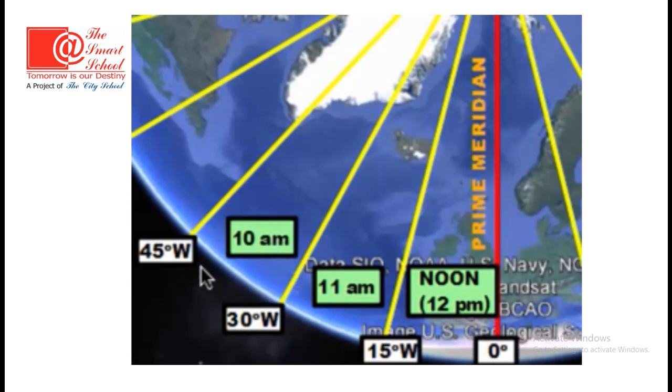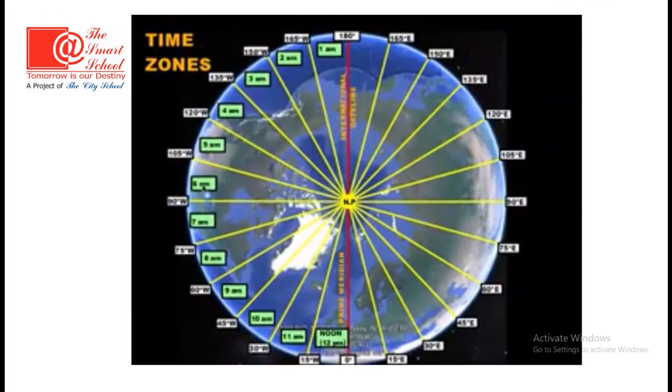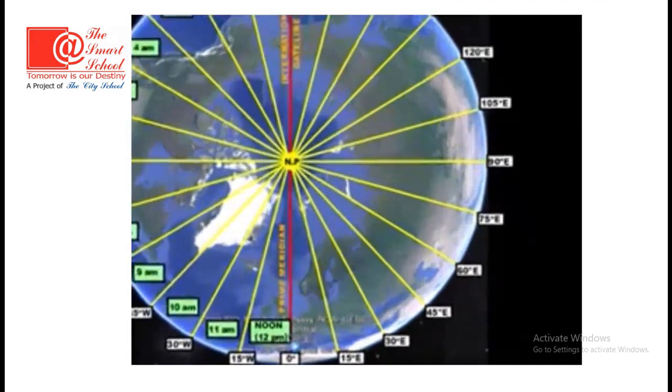And as I get to 45, that means I'm 3 sets of 15 degrees away. So that means I'm going to subtract 3 hours from my starting time of noon, and that's going to give me a time of 9 a.m. And as we go, every time zone, we subtract 1 more hour. That's how we determine time as we go west. Now, as we go east, time increases.